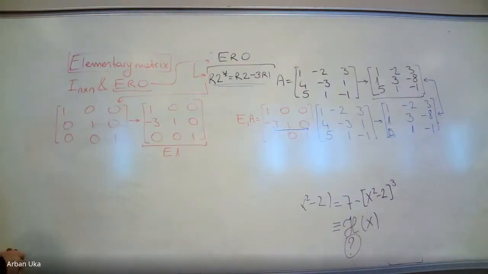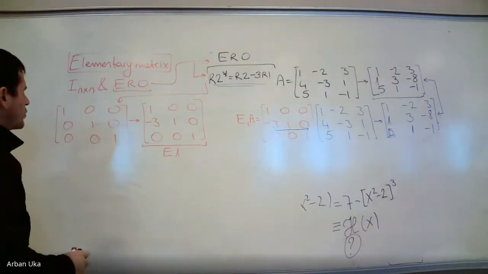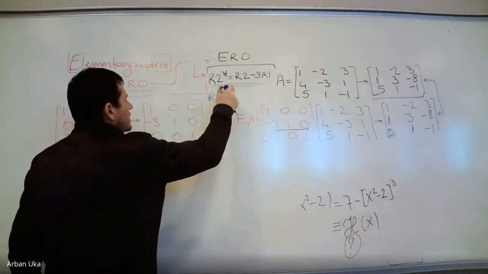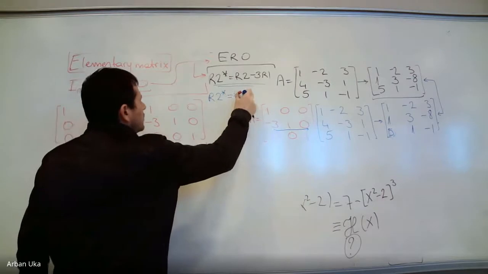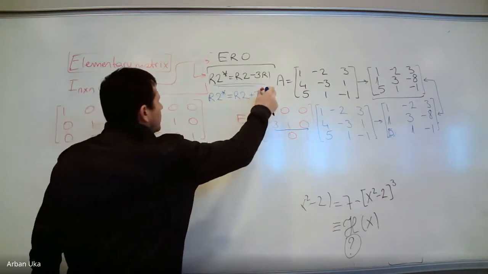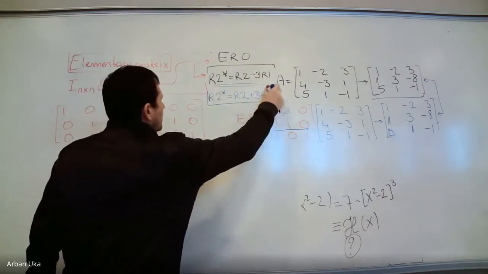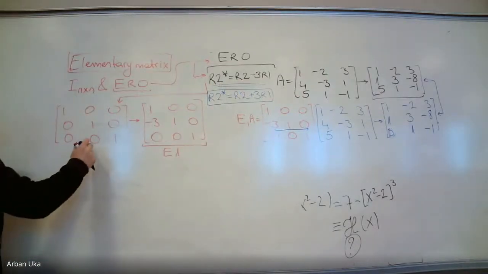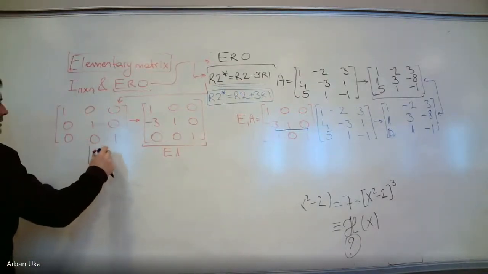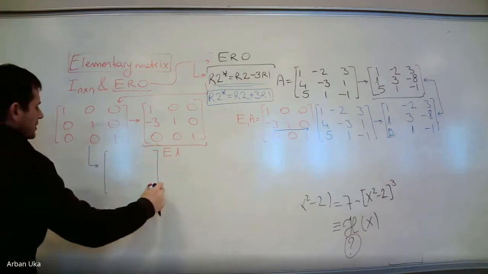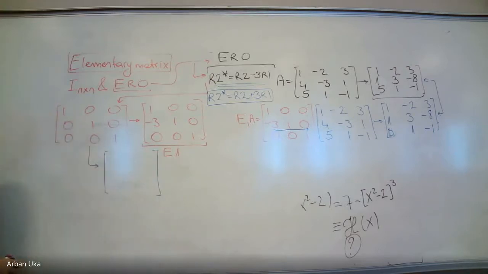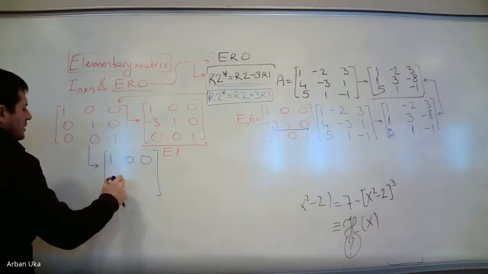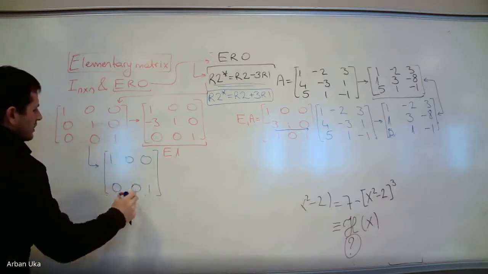Now, let's think about another elementary row operation, which would be the following. Let's think about this one in red. Row 2 star is equal to row 2 plus 3 row 1. Okay? So, let's derive this expression from the same identity matrix. This one will not change. This is 0, 0, 1.